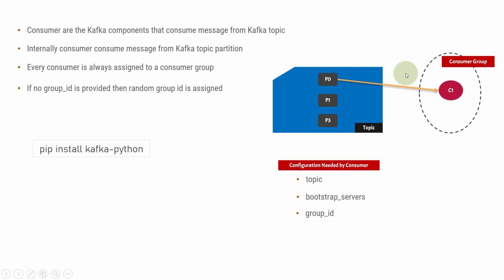This is all about a consumer. This is basically a consumer instance. It is not a consumer group. We'll understand in the next video what a consumer group is, but for a consumer to run, we need this configuration, and a consumer is always assigned to a consumer group. So you need to keep in mind that consumers are the Kafka components which consume messages, and they are always registered to a consumer group.